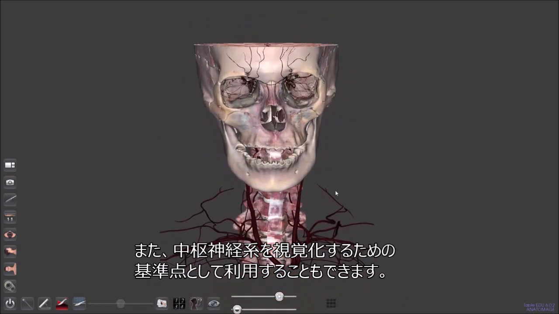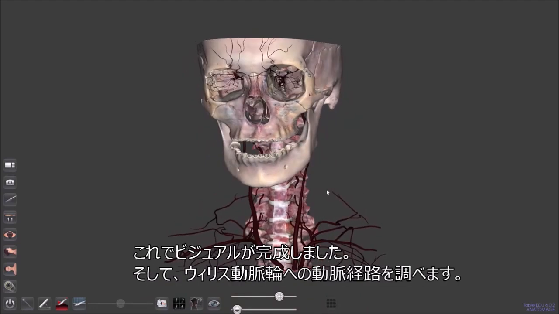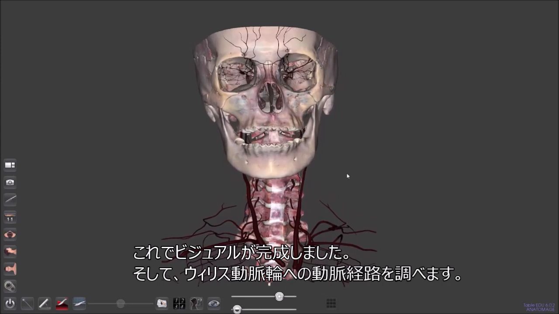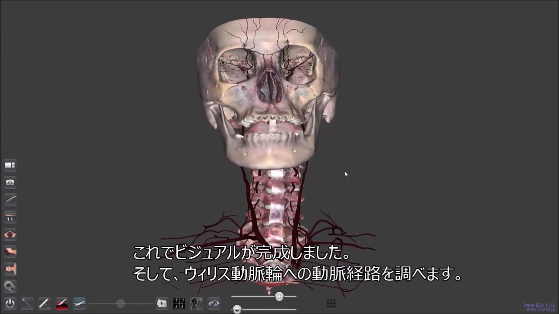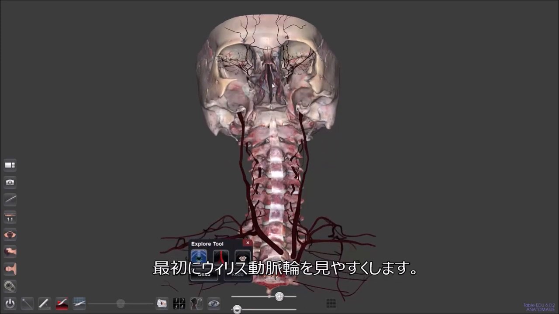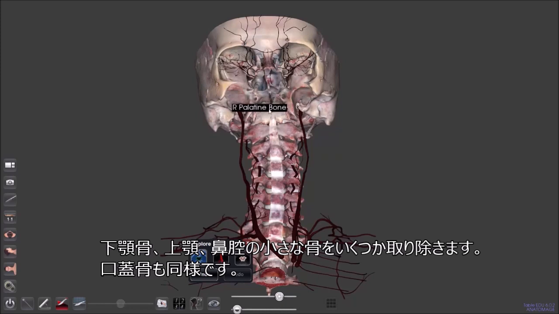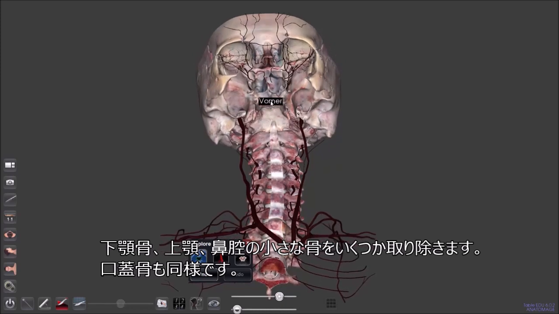So now that we've completed our visual, we can start to examine the arterial pathways to the circle of Willis. The first step I want to do is expose the circle of Willis for us to better visualize. So we'll remove some of the structures starting at the mandible, the maxilla, some of the smaller bones in the nasal cavity, as well the palatine bones, the roof of the mouth.